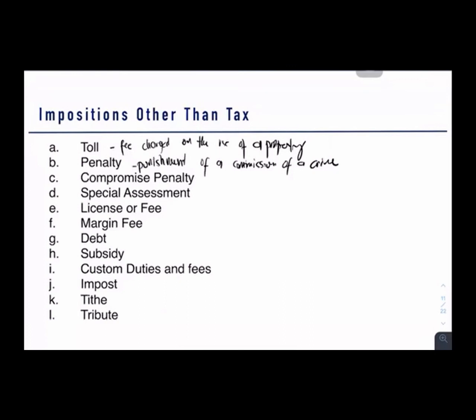Sir, how about a commission of a crime under our tax code? Still, it is a civil liability unless you are criminally chargeable. Next, we have your compromise penalty. So, what is a compromise penalty?